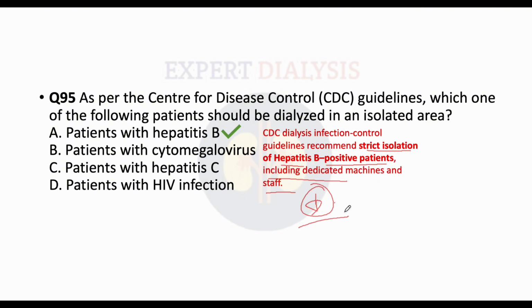This is because the transmission rate, if we compare, is highest in the hepatitis B case. So that's why CDC guidelines suggest doing isolated dialysis for such patients on dedicated machines.